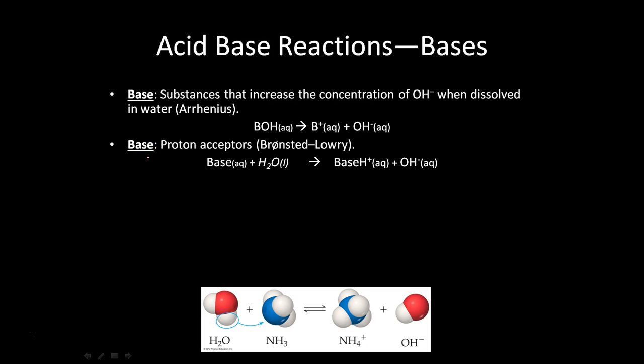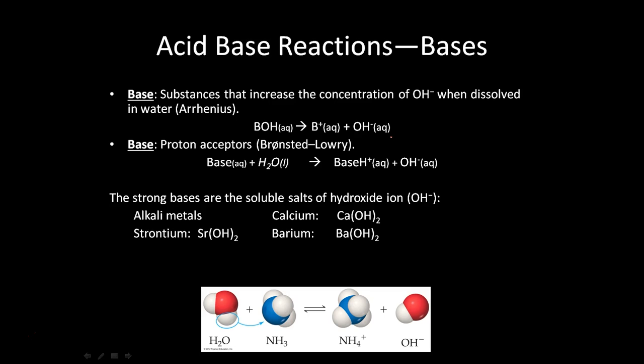But the Bronsted-Lowry definition goes back to the protons. Just like an acid is a proton donor, a base is a proton acceptor. What a base does is, if you put it into water, it will grab one of those protons from the water and make OH minus. Things that are Arrhenius bases can be Bronsted-Lowry bases, but not all Bronsted-Lowry bases are Arrhenius bases. Arrhenius bases specifically have to have an OH group. So it has to be an ionic compound, with an OH group.